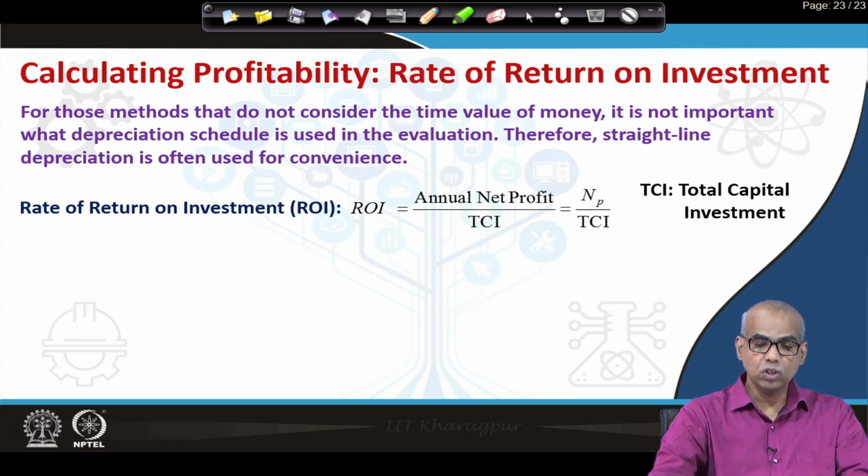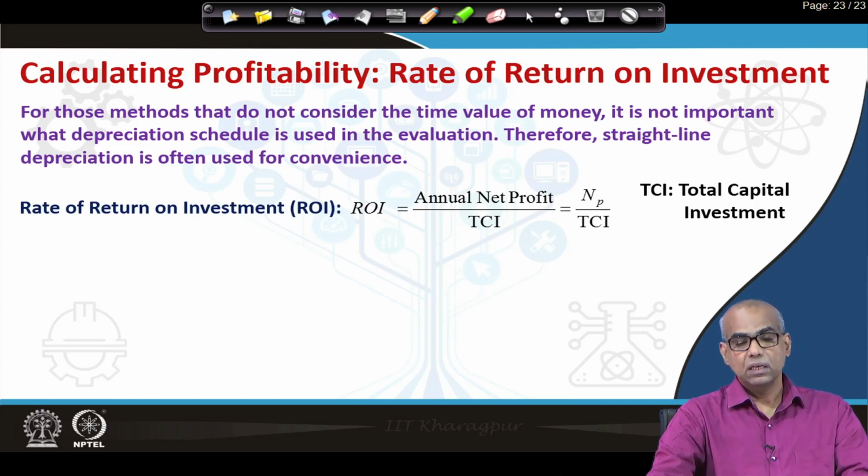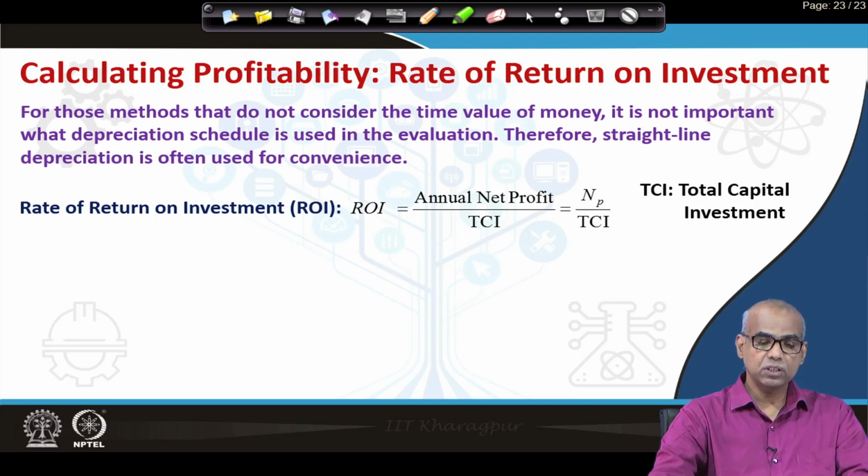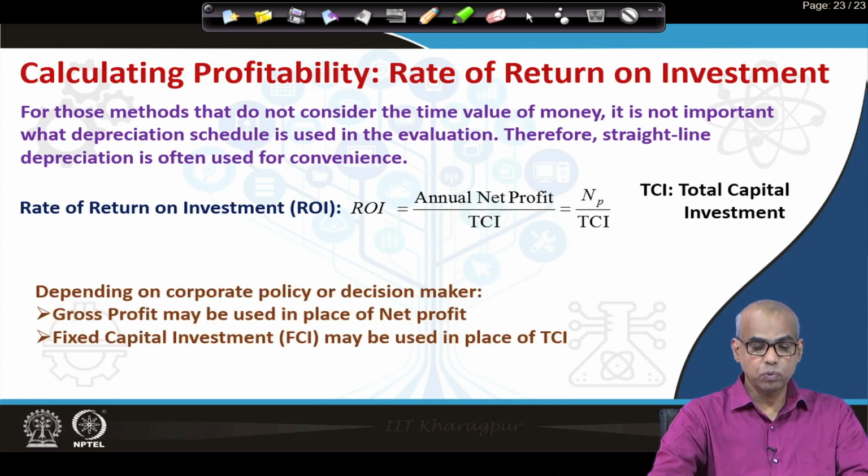For those methods that do not consider the time value of money, it is not important what depreciation schedule you are using in the evaluation. So, therefore, a straight line depreciation is often used for the purpose of convenience. Rate of return on investment is defined as annual net profit divided by total capital investment. Depending on corporate policy or decision maker, gross profit may be used in place of net profit, or fixed capital investment may be used in place of total capital investment.